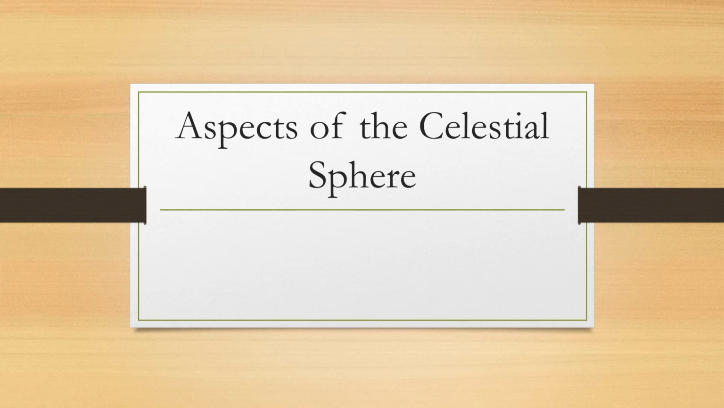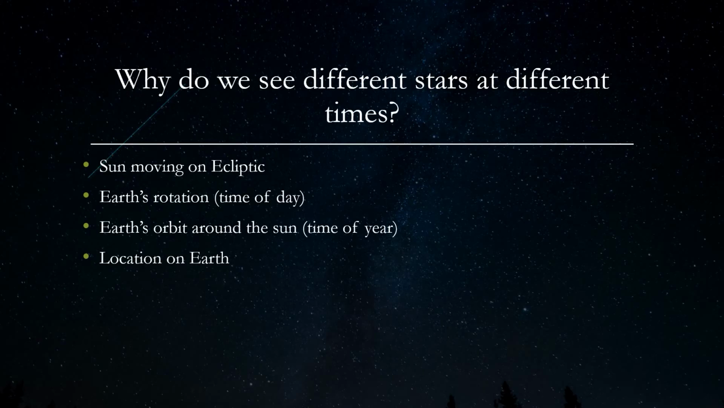Lecture 7, Aspects of the Celestial Sphere. In this lecture, we're going to talk about stars, why we see them at different times, and how we can actually monitor them. It's really cool because we're going to use this a lot, this whole unit, and we're going to do some activities on this in class, which I hope will be fun for you all. But the big question is, why do we see stars at different times?